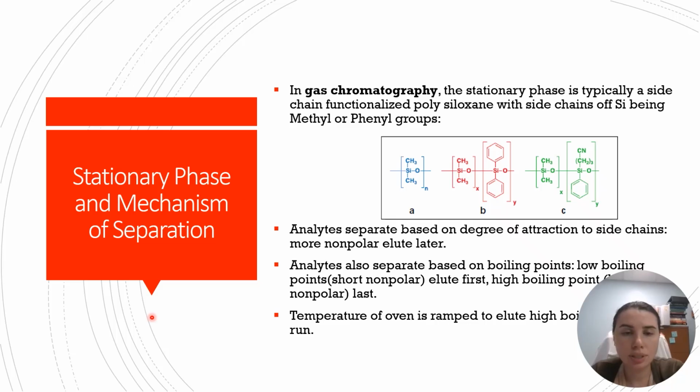At the end of a GC run, the temperature of the oven is ramped up to elute all the high boiling point compounds at the end of the run to make sure that your column is nice and clean for the next sample.